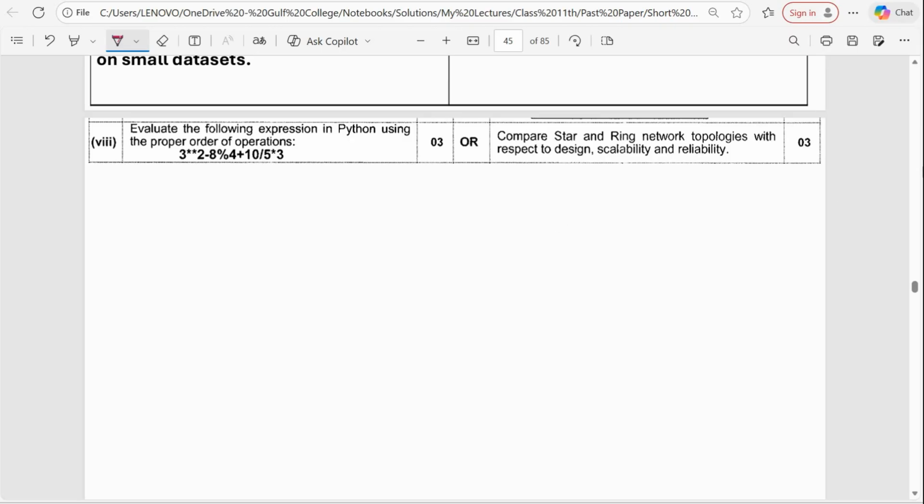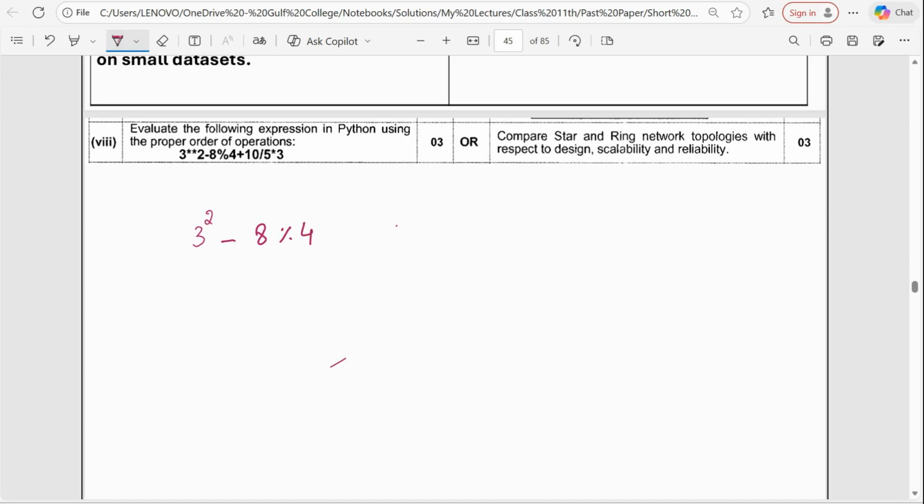Question number 8. Evaluate the following expression in Python using the proper order of operation. This expression is written as 3 ** 2 - 8 % 4 + 10 / 5 * 3.